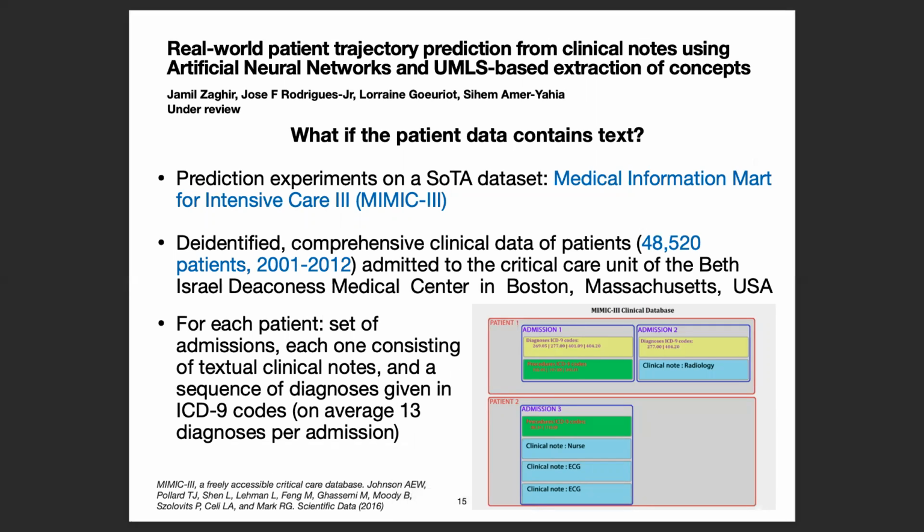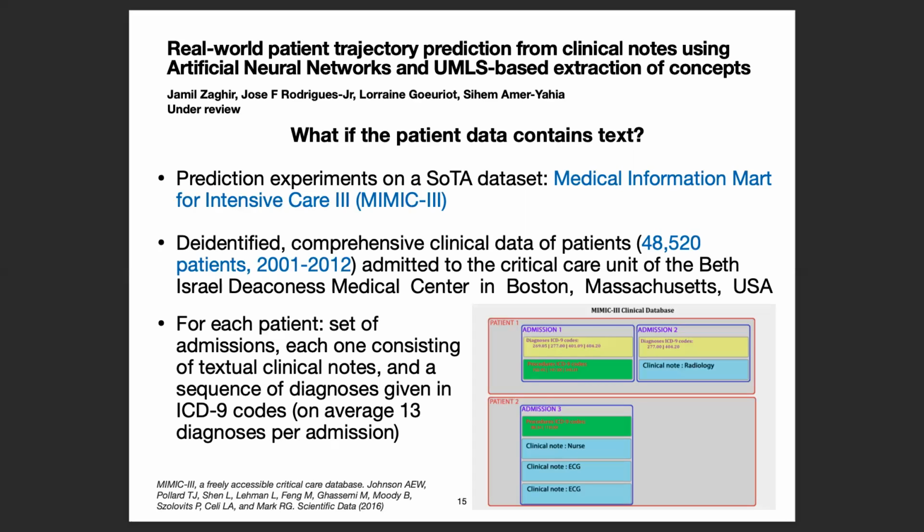Okay, so now the second use case that I'm going to present you is a use case using a state-of-the-art data set. The question was, what if we include some text into the patient trajectory? In the previous use case, the sleep apnea patients, there is no text. All the data is only numerical values. Here, we wanted to investigate whether we could use text to predict the outcome of a patient trajectory.